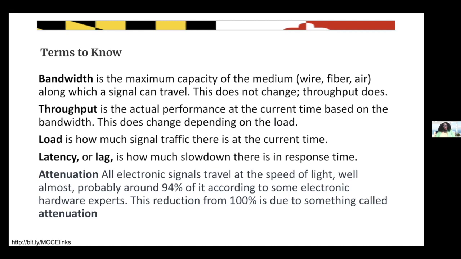And then there is attenuation. All electronic signals travel at the speed of light. Well, almost, probably around 94% of it, according to some electronic hardware expert. This reduction from 100 is due to something called attenuation. So they are putting in 100, but by the time you get to it, how much is there? These are just a few of those terminologies.